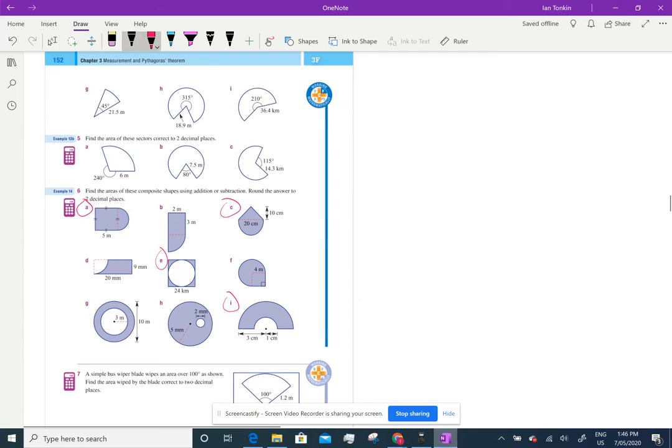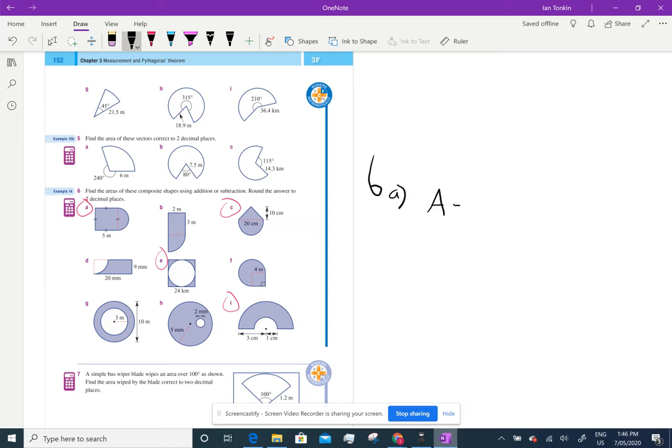Now, remember, there are 2 ways to do these. You can find the area of the composite shapes and add them, or you can find the area of the big shape and subtract the whole. So these are pretty obvious what you need to do. So 6A, what have I got? I've got a square and a semicircle.